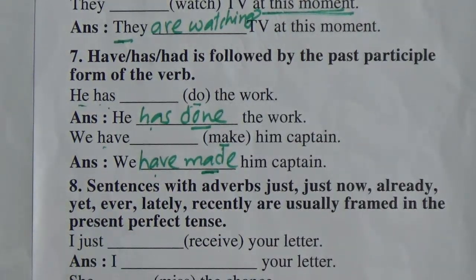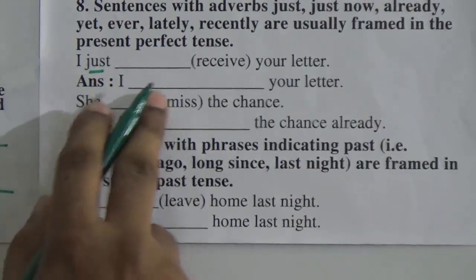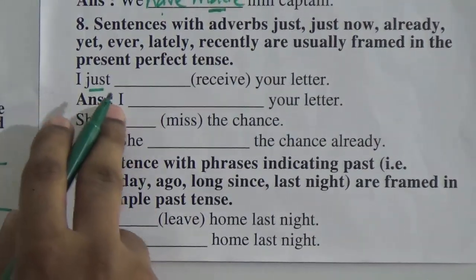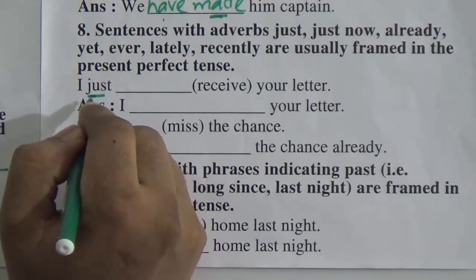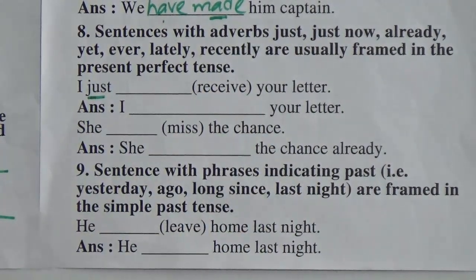Next rule: sentences with adverbs just now, already, yet, ever, lately, recently are usually framed in the present perfect tense. If a sentence has just now, already, lately, recently, ever, yet, we have to make it present perfect tense. But there is a rule: if this word comes after the subject, we put this word, just now, already, in the middle of have, has and the main verb.